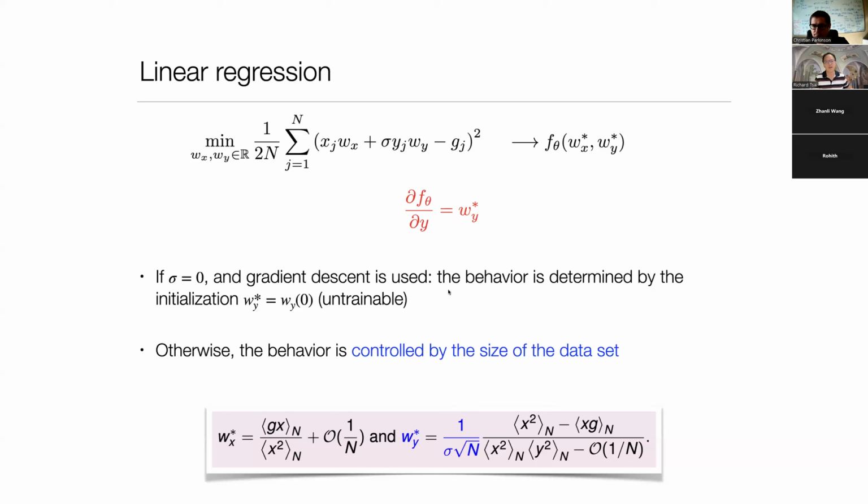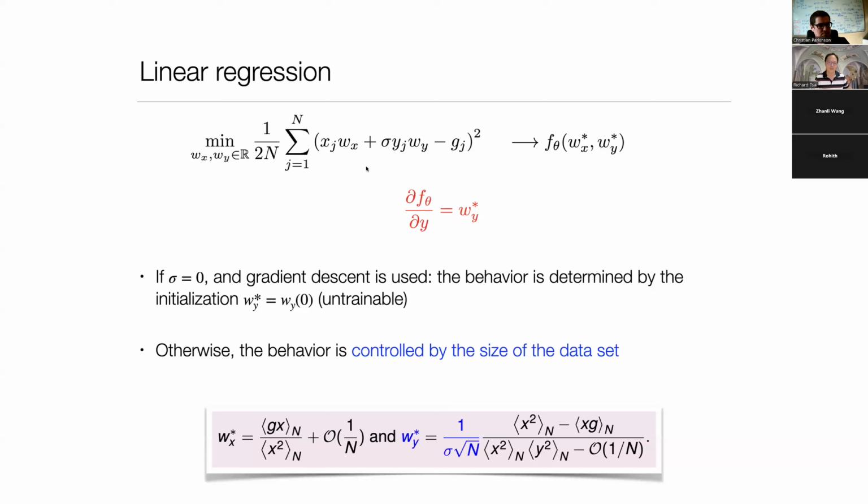Well, then it depends on your initialization, because wy in the course of gradient descent is never going to change. It will stay the same as how you randomly initialize these parameters, while w will converge to optimal parameters. Then we can go a little bit further, right?